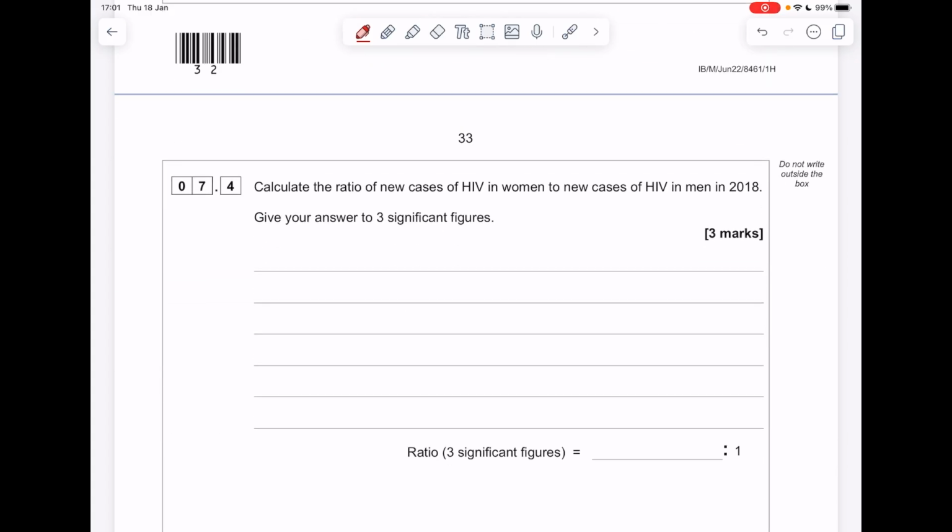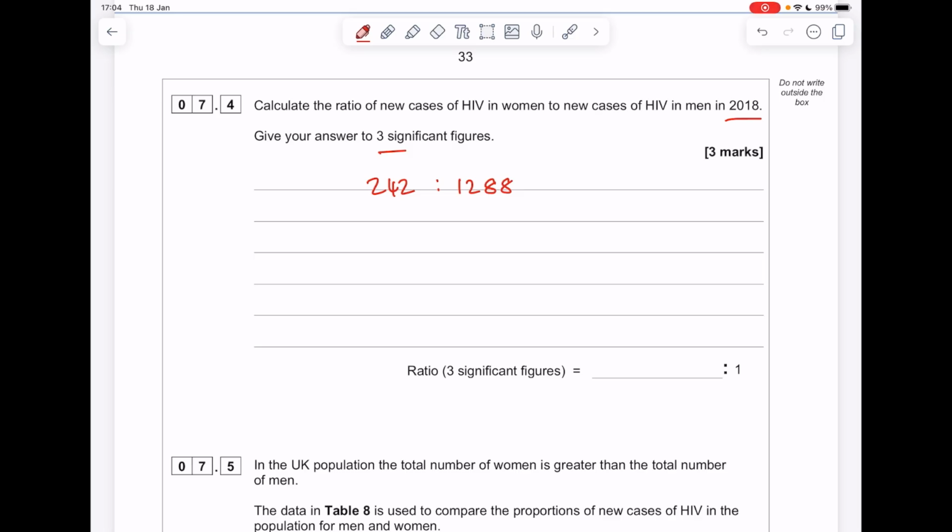Calculate the ratio of new cases of HIV in women to new cases of HIV in men in 2018. Give your answer to 3 significant figures. So I've pulled those 2 relevant numbers from the table. This is the number of new cases of women, the number of new cases of men. Make sure you're doing it so that it's the ratio of new cases in women to new cases in men. It means that we want men to equal 1, which means we divide 242 by 1,288. So here's our number. And then they want it to 3 significant figures, so that becomes 0.188.